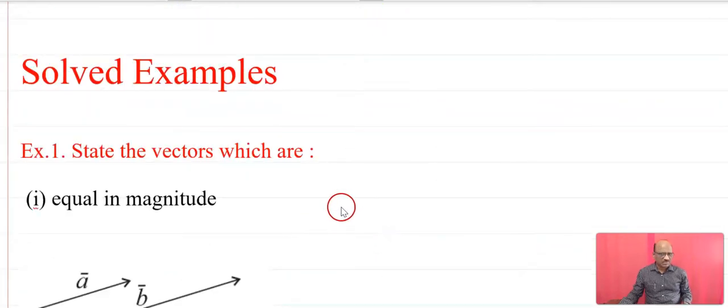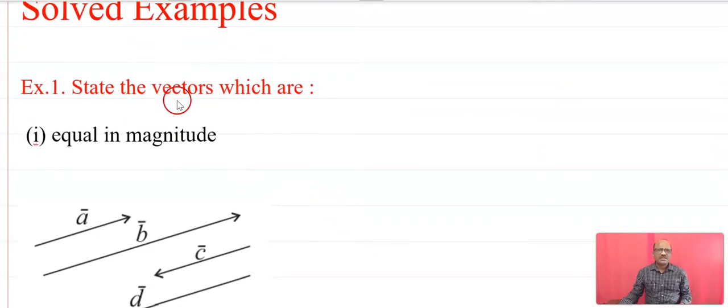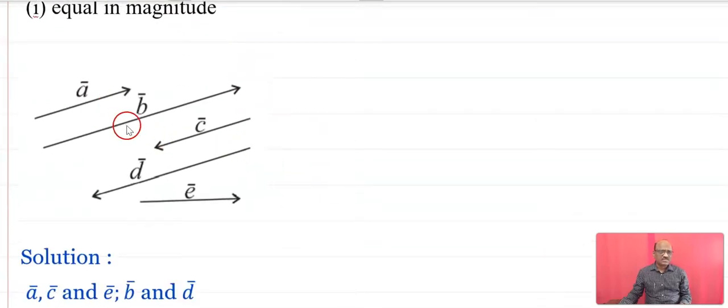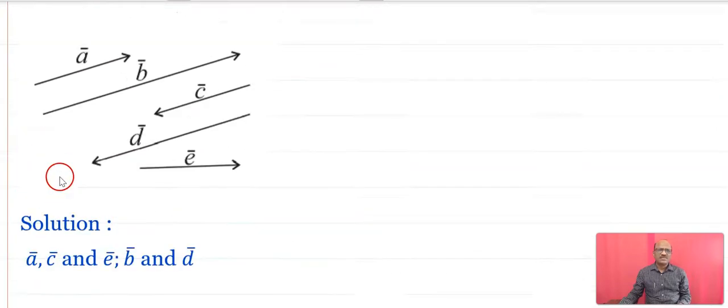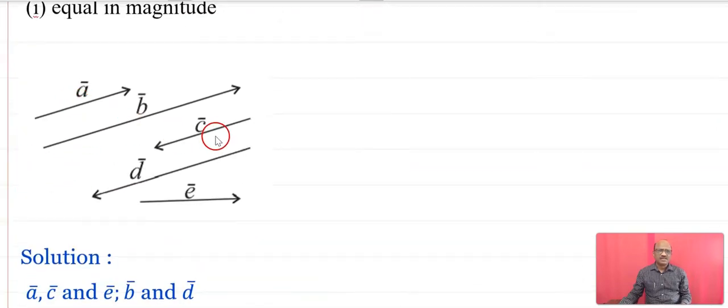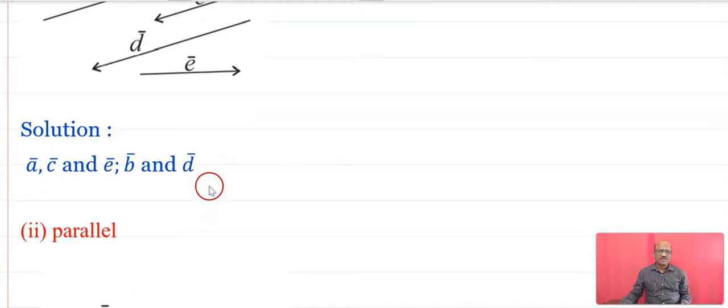Next, the solved example. State the vectors which are equal in magnitude. Now see this figure. In this figure, see this a bar and the c bar. Next, a bar, c bar and e bar are equal in magnitude, and b bar and d bar are equal in magnitude.